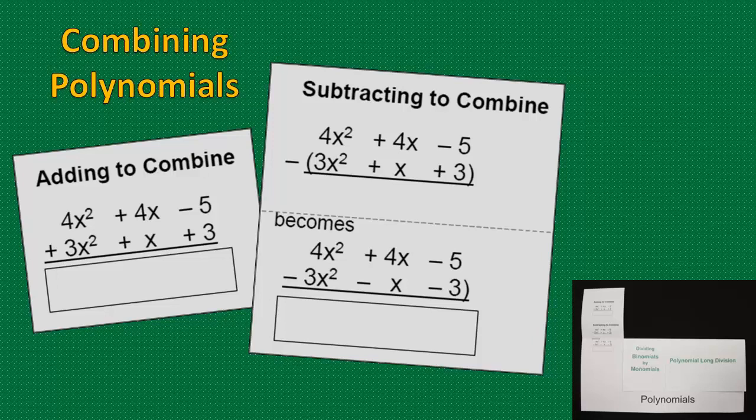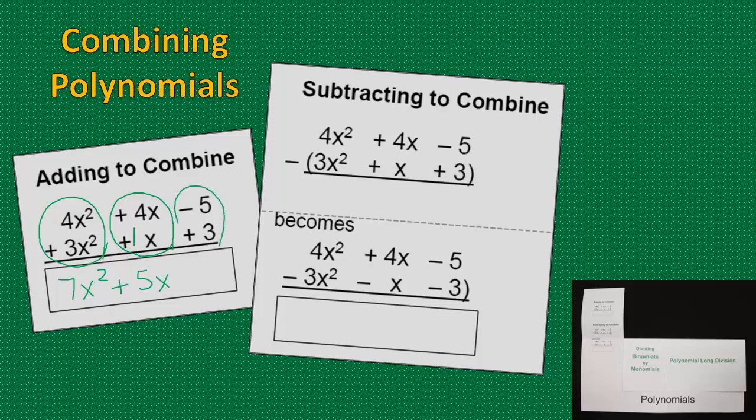In our first problem, we have 4x squared plus 3x squared, and those are like terms, so we just add 4 plus 3 to get 7, and we have 7x squared. And then we have 4x plus x. The x doesn't have a number in front of it, so it's the same as if there is an invisible 1 in front of it. 4 plus 1 is 5, so that is 5x.